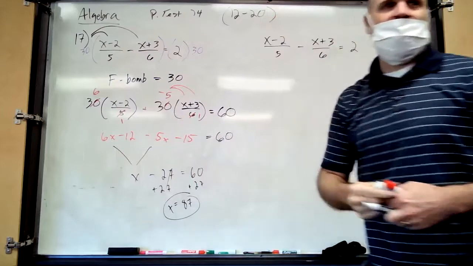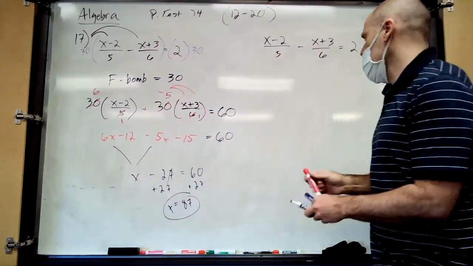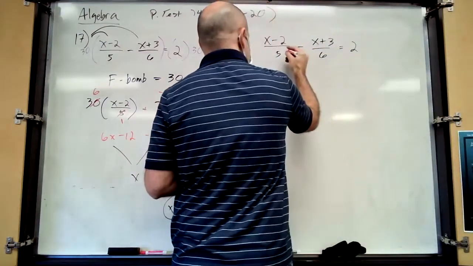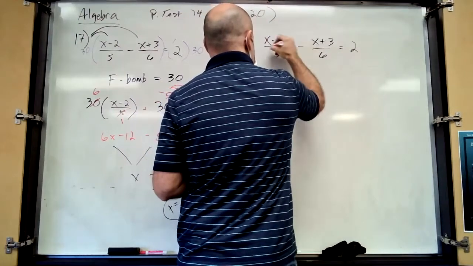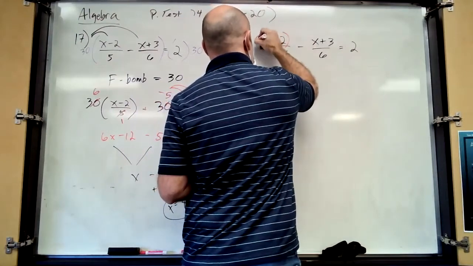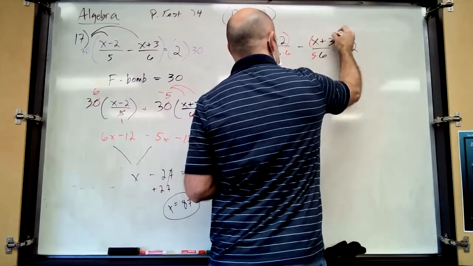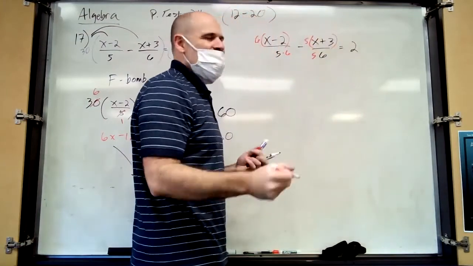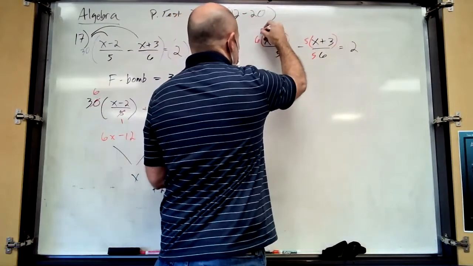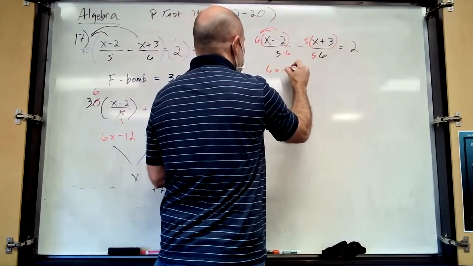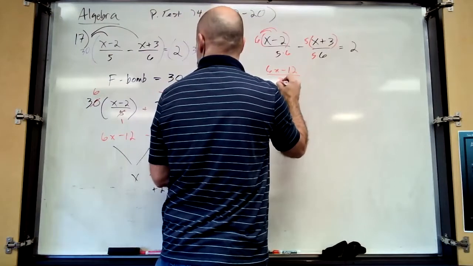Okay, so I'm just going to get a common denominator like we used to. So this needs to be multiplied by 6. This multiplied by 6. This needs to be multiplied by 5. So this needs to be multiplied by 5. See what I'm doing here? So then I get 6x minus 12 over 30.